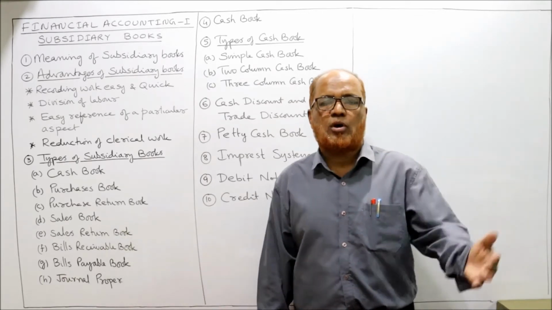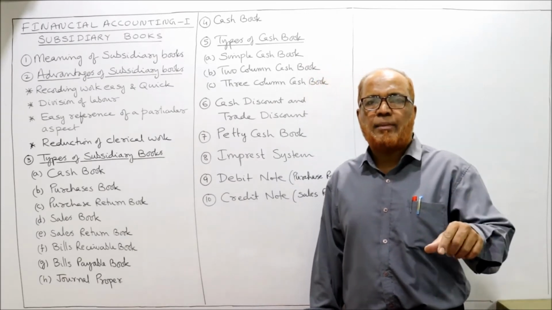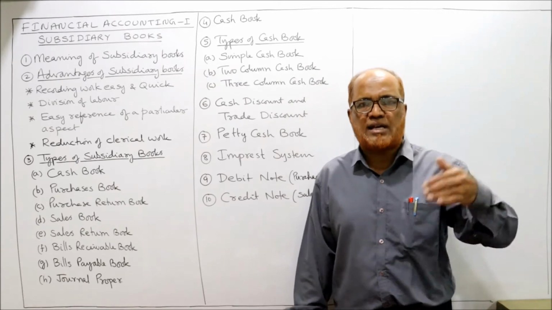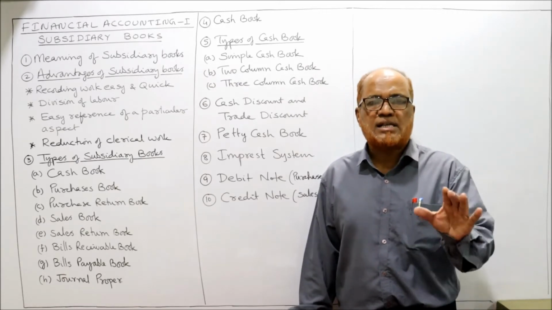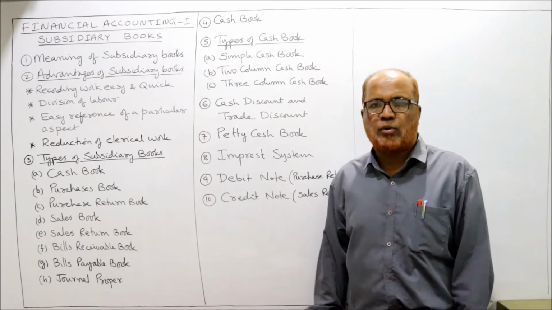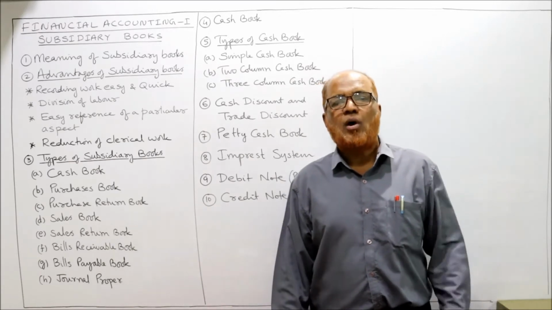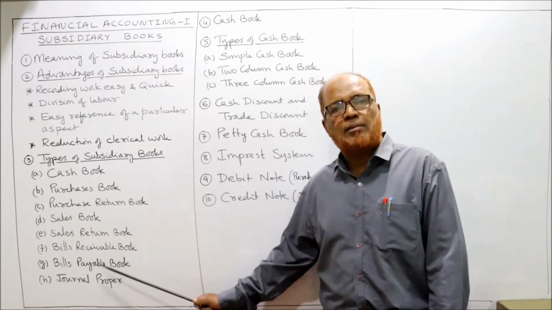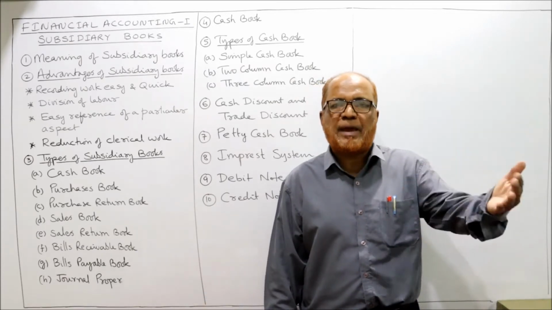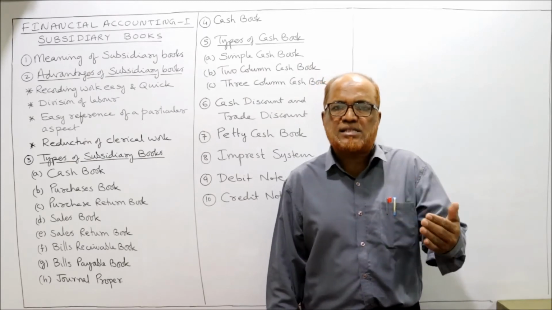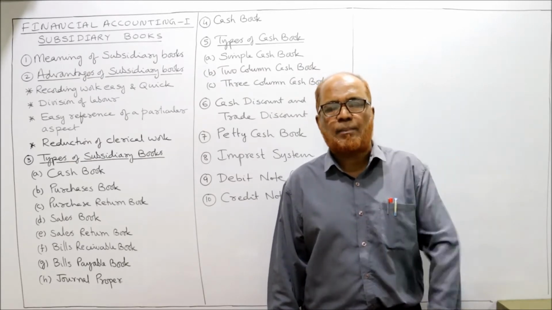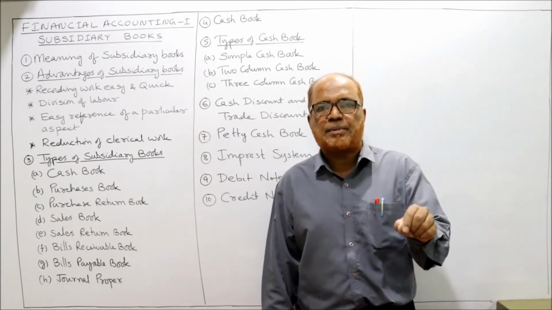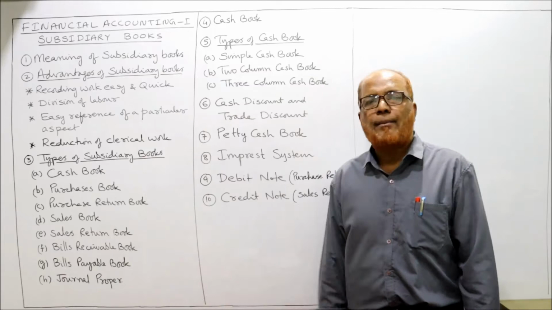Sales return book. All the sales return made by the customers. Earlier we have sold the goods to the customer. Now customer has returned back the goods. So sales return will be recorded in sales return book. Similarly, bills receivable book. All the bills receivable received from the customers will be recorded in bills receivable book. Similarly, bills payable book. All the bills accepted which are drawn by the supplier, which are drawn by the creditor. So all bills accepted will be recorded in bills payable book.